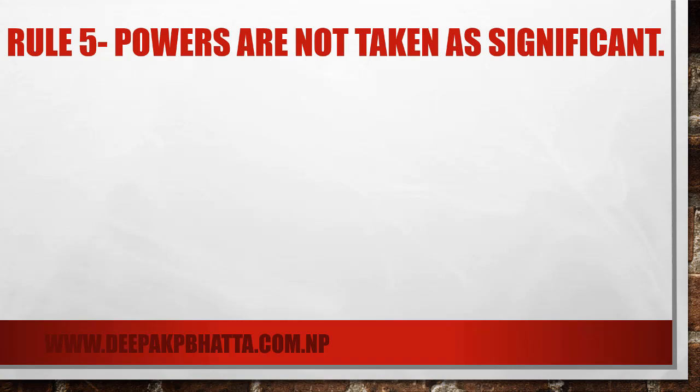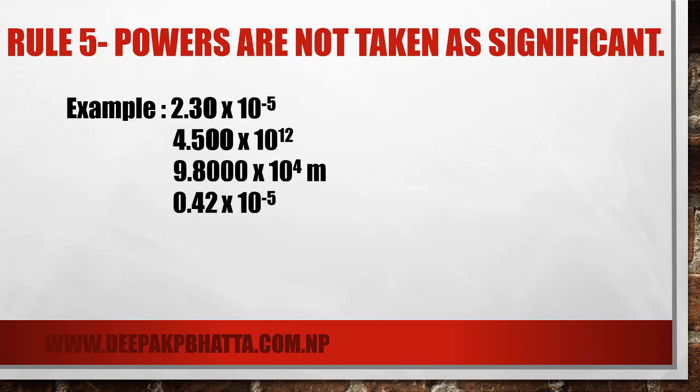If a number is given in the form of 10 to the power something, then the 10 to the power is not to be counted for significant figures. Let us take an example: 2.30 into 10 to the power minus 5. This 10 to the power minus 5 is not to be counted here. Only 2.30 is counted. That's why its significant figures are 2, 3 and 0.